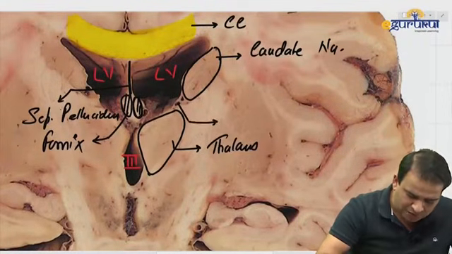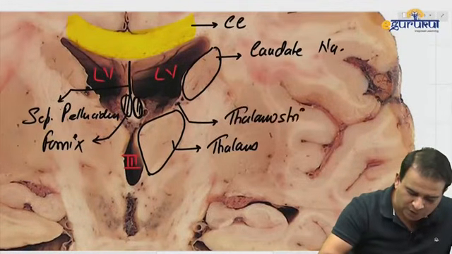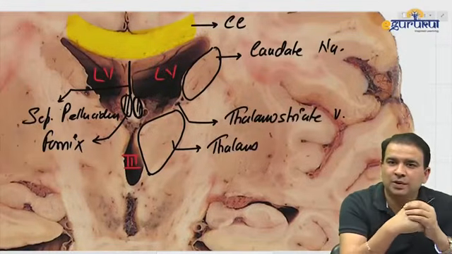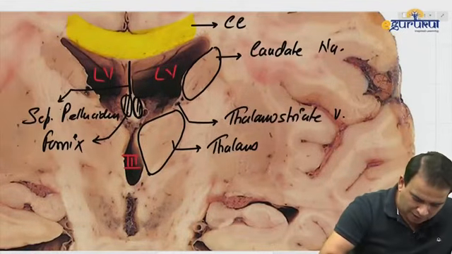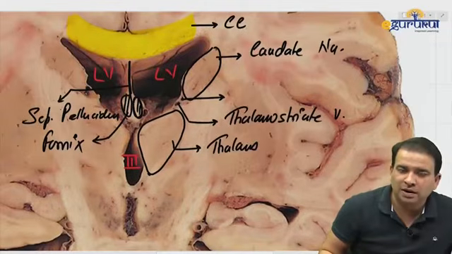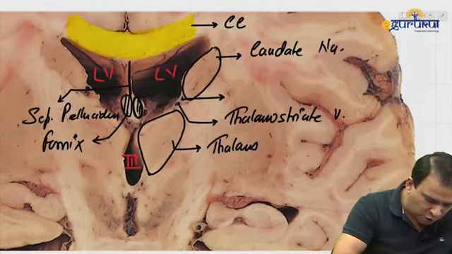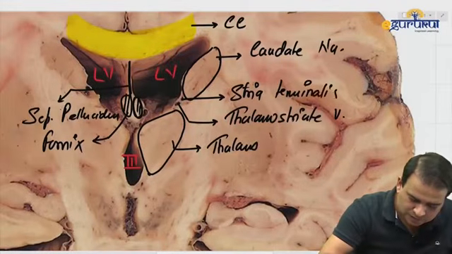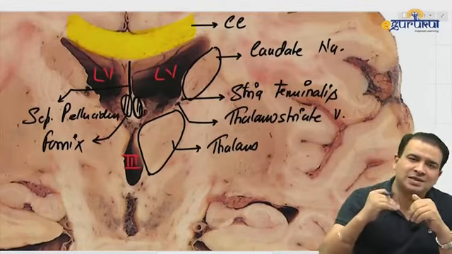You can also see a vein here. This vein is called the thalamostriate vein. Thalamostriate vein is situated between the thalamus and this caudate nucleus. And you can also see this white matter bundle which is running from the amygdala anteriorly. It's a major output of the amygdala called the stria terminalis. You will see it running on the thalamus.